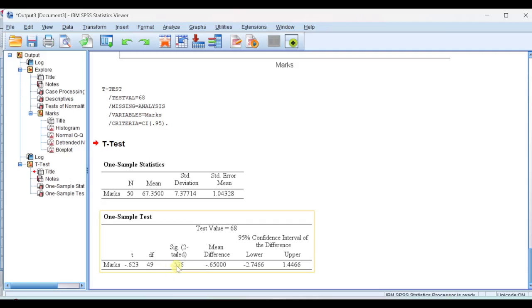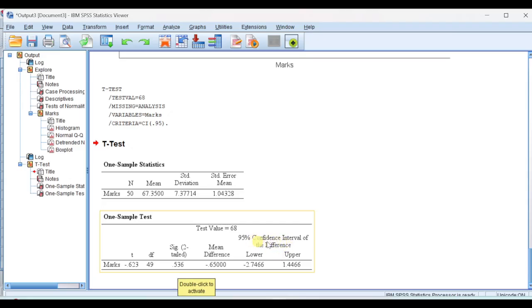Significance level is 0.536. That means it is insignificant. Had it been below 0.05, I would say it is significant. So in this case, I failed to reject the null hypothesis, and the null hypothesis is that there is no difference in the mean value of my sample and the population's mean. So I failed to reject the null hypothesis and I interpret that yes, there is no difference.